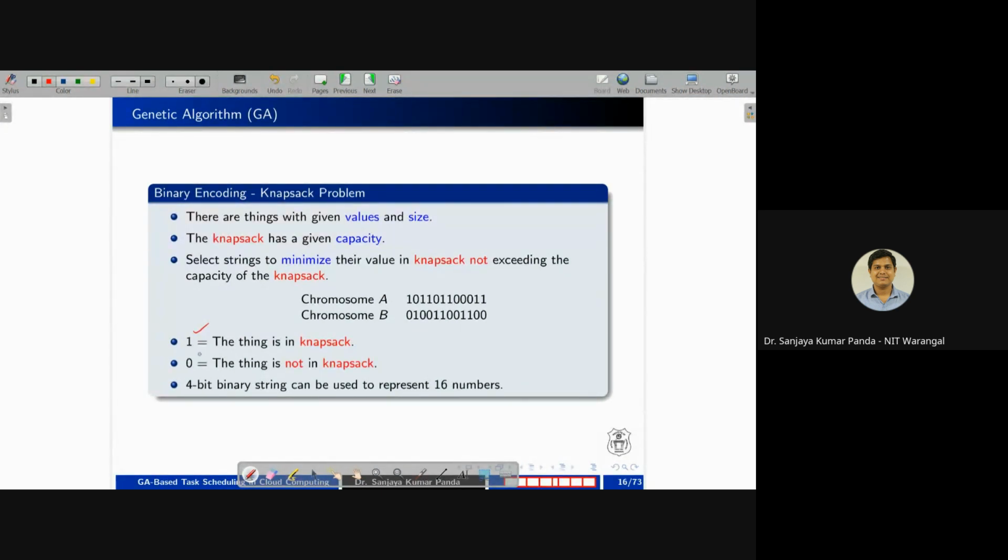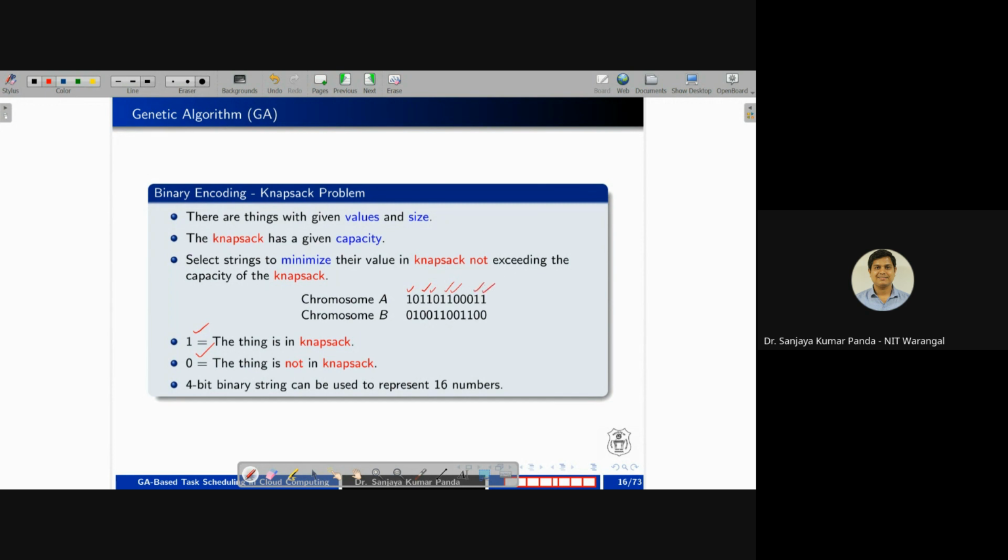But if you don't want to carry, then I can put the value as 0. Okay, so if you see chromosome A or population A, in that case, you can see I'm interested to purchase the first item and the third item, fourth item, and sixth item, seventh, and 11th and 12th item, right?